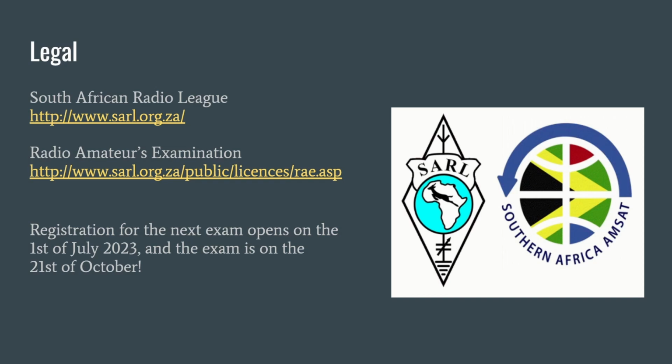The written test happens twice a year, with the next one being on the 21st of October. Reach out to the South African Radio League to find a club in your area that can help with the practicals around the radio amateur examination. And above all, feel free to reach out to me if you need any more information on getting your license.